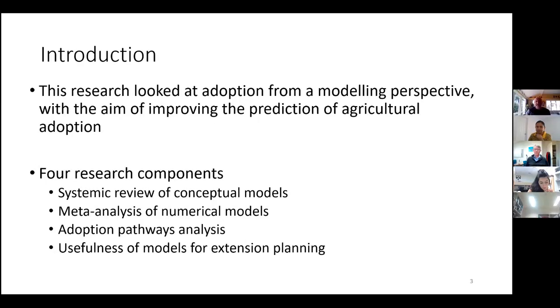So the research consisted of 4 research components. I'm going to talk about them briefly: a systematic review of conceptual models of adoption, a meta-analysis of numerical models. Then what I presented last week, which I'll touch on again today, is adoption pathway analysis, a case study done for defining that. And then another component that was looking at the usefulness of models, particularly for assisting extension planning.